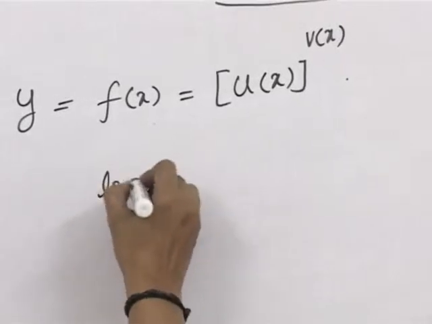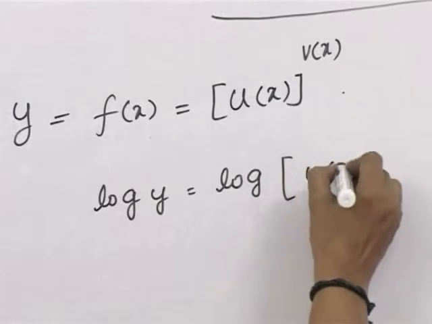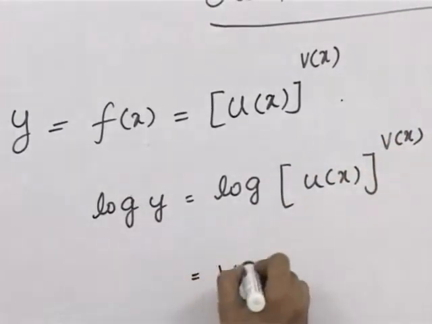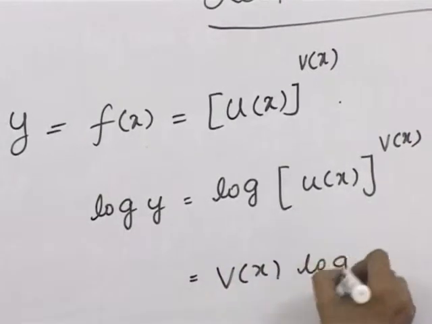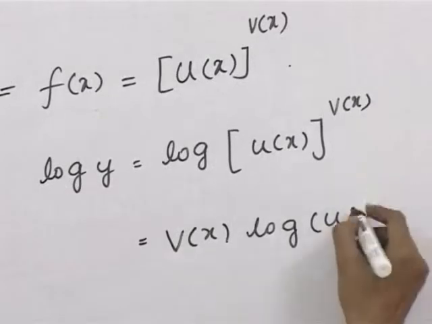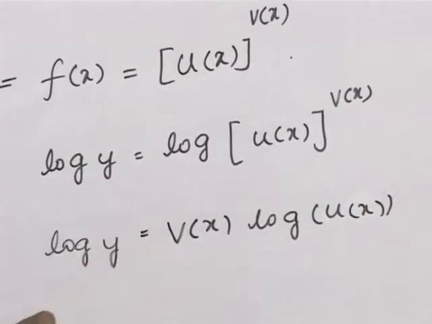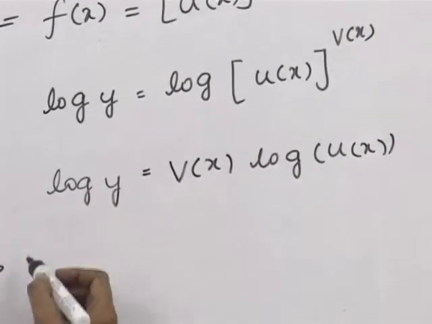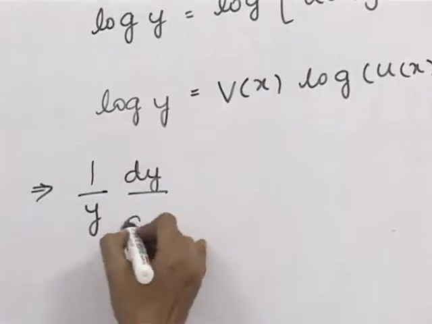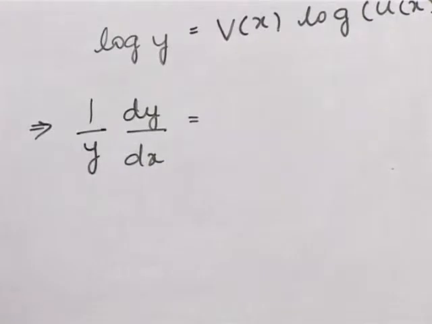So we will be getting log y is equal to log of u of x to the power v of x, which is equal to v of x into log of u of x. That is, we have log y equal to this. Now let us differentiate both sides with respect to x. We have 1 by y dy by dx is equal to, now here we have to be using product rule.